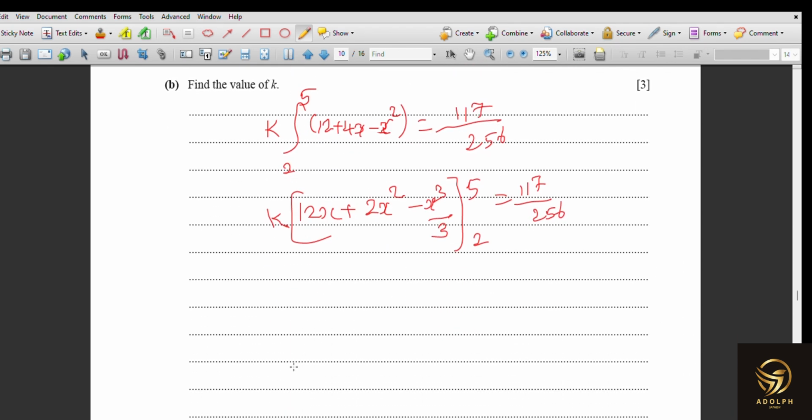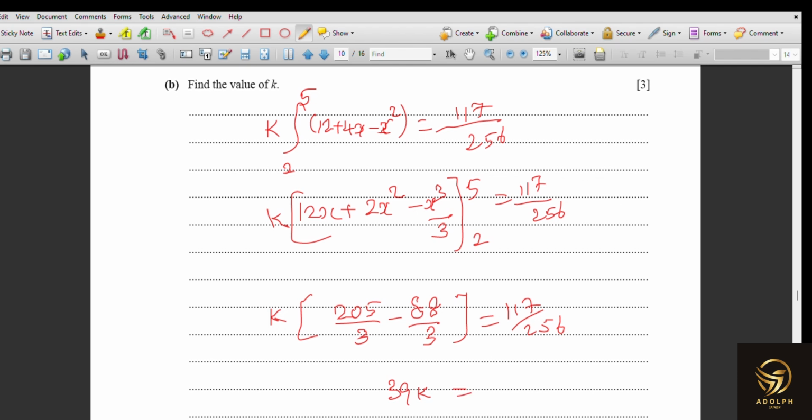Now we will have to apply the upper limit. When I'm applying the upper limit, 12 into 5, 2 into 5 square minus 5 cube by 3, I am getting the upper limit as 205 by 3. Minus, in the same way, if I'm applying the lower limit, I'm getting the value as 88 by 3. That is equal to 117 by 256. So this answer is giving me the value of 39.